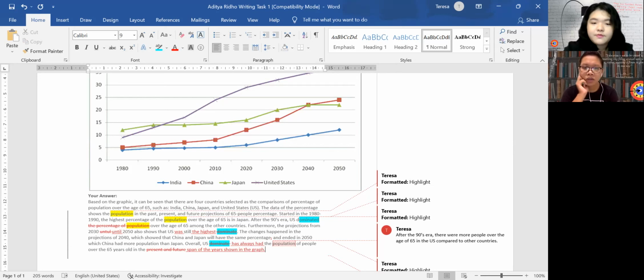In the span of the years shown in the graphs. In the span of the years. So in the period, basically, but longer. In the span of the years, like phrasal verbs? Not phrasal verbs. This is a phrase. Phrasal verbs mean verbs and prepositions, right? This is not a verb and preposition. It's basically a phrase. Span means like a stretch, like the range. Yes, like the range.